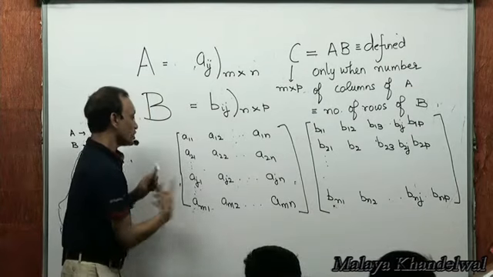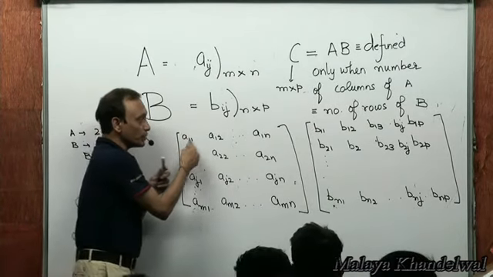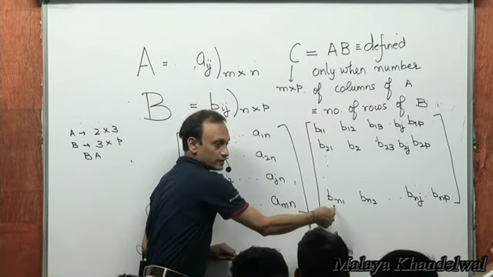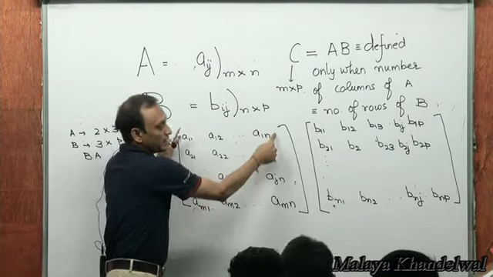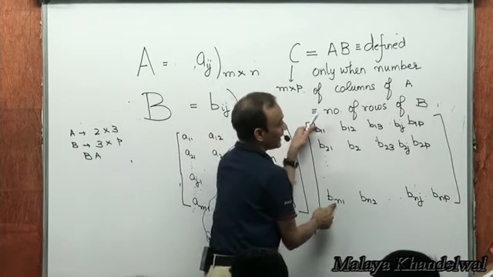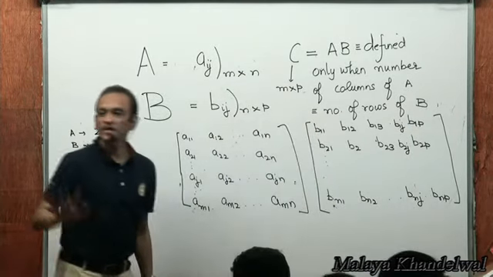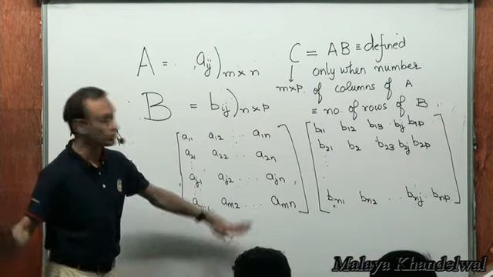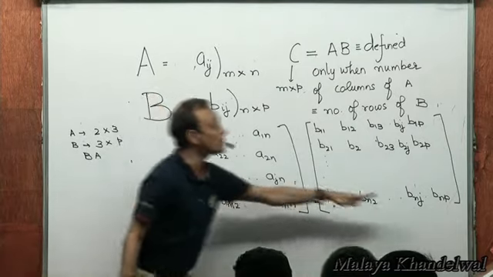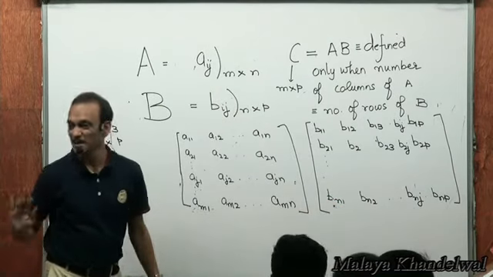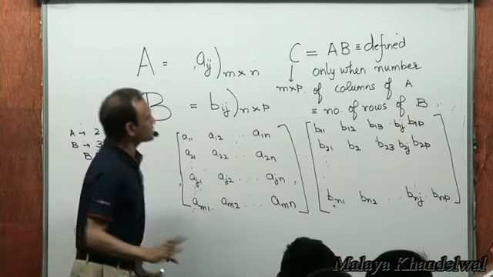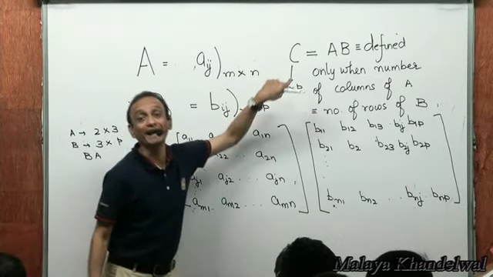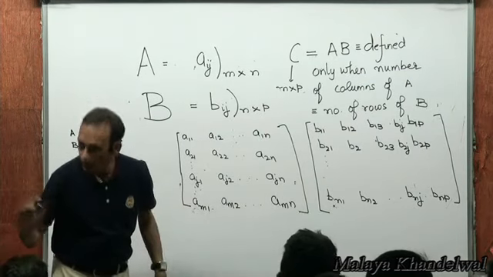Do you realize that the number of columns of this is equal to the number of rows of this, n? This is an M by N matrix. This is an N by P matrix. Yes or no? And they are conformable for multiplication. The number of columns of the first equals the number of rows of the second, each equal to N. The product would be C, which would be a matrix M by P. It will have M rows and P columns. You know what I'm saying?